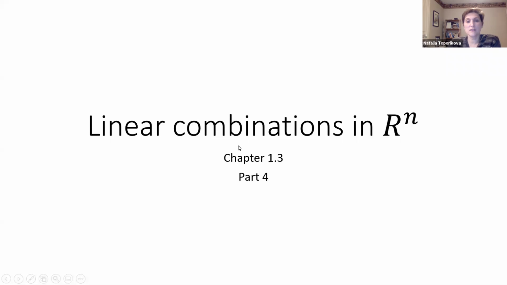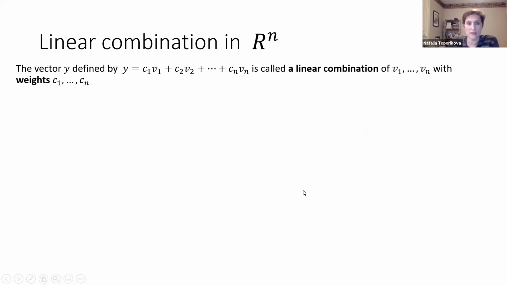Hello, everybody. This is the fourth part of the chapter 1.3 series, and we will talk today about linear combination in Rn. So we were building up, looking at one-dimensional spaces, two-dimensional spaces, and now we're ready to extend our findings into any dimensions, and it can be absolutely any number.